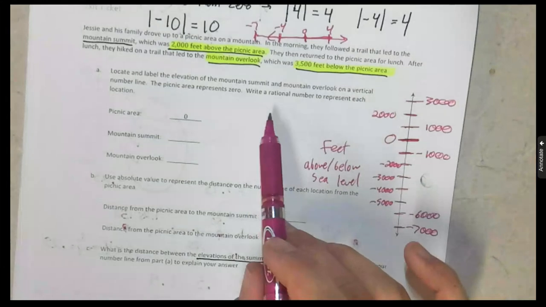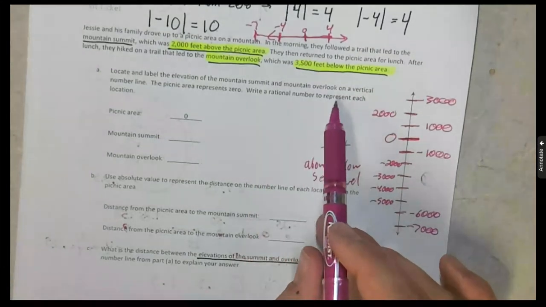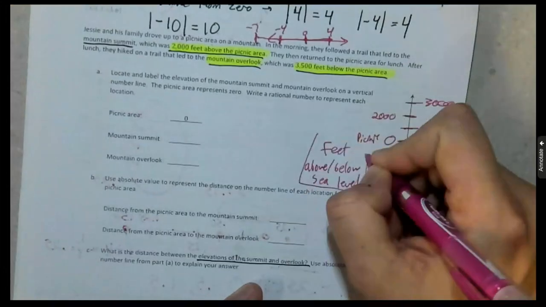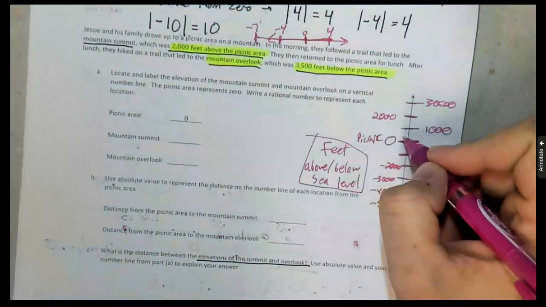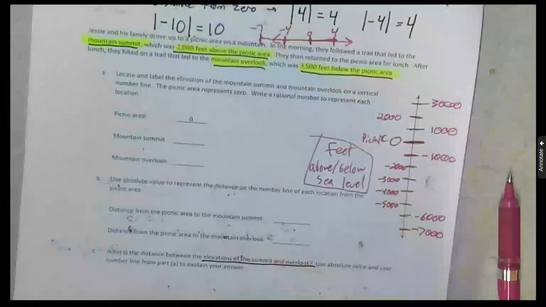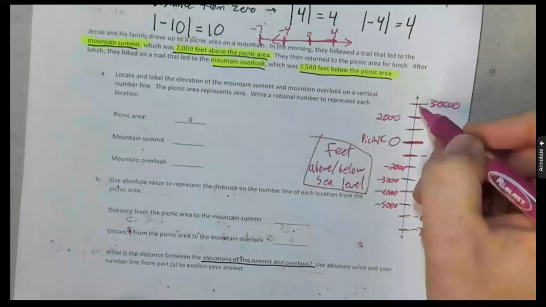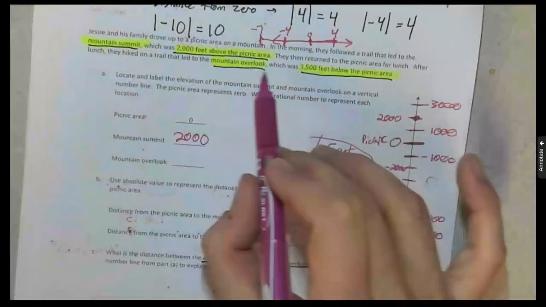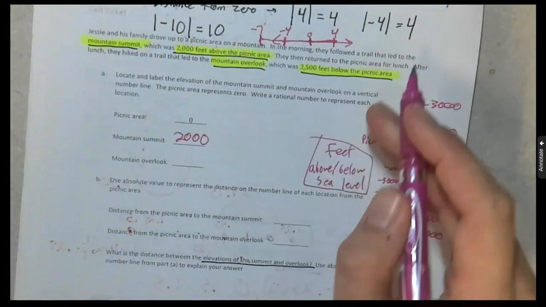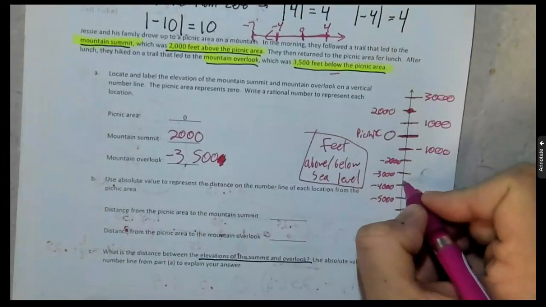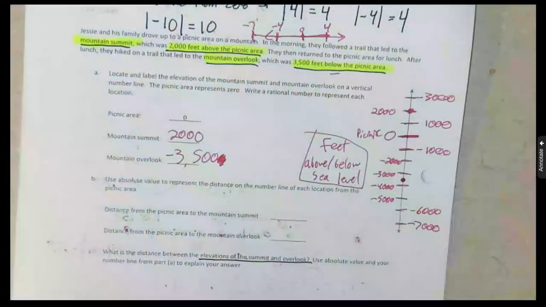Okay, label the elevation of the mountain summit and mountain overlook on a vertical number line. The picnic area represents 0. So this is our picnic area at 0. The mountain summit was 2,000 feet above the picnic area. If it's above, that's going to be right here, a positive 2,000. The mountain overlook was 3,500 feet below the picnic area, so that's going to be negative 3,500, which would be halfway in between negative 3,000 and negative 4,000.